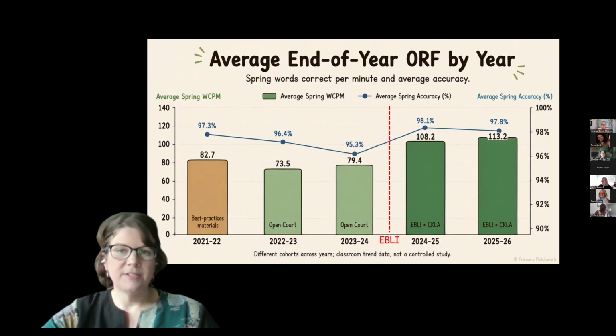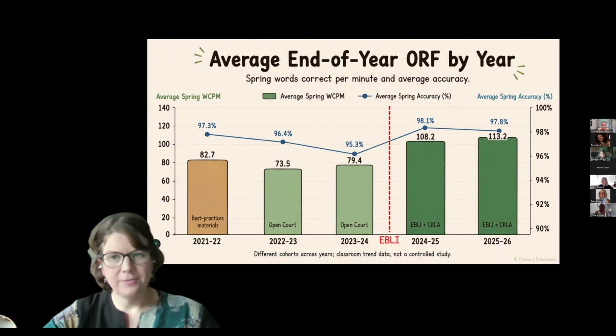So before we look at this first graph, I just want to be very clear that these different years represent different cohorts of students. It's just a classroom trend data point. It by no means is a controlled research study. But as classroom teachers, we all know that this is really the kind of action research that helps us refine our practice. This is what we have to work with.